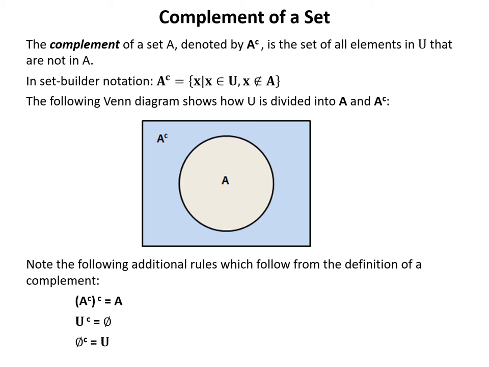And another couple of properties that follow are that the complement of the universal set is just the empty set. So if you're not in the universal set, then there are no values, based on what we're defining as the overall set of values. And the opposite rule is that the complement of the empty set is the universal set. So universal set complement is the empty set, whereas empty set complement is the universal set. Hopefully this is all pretty logical at this point.